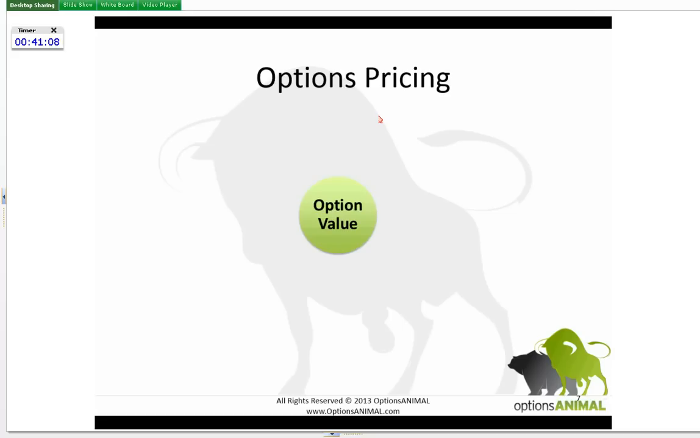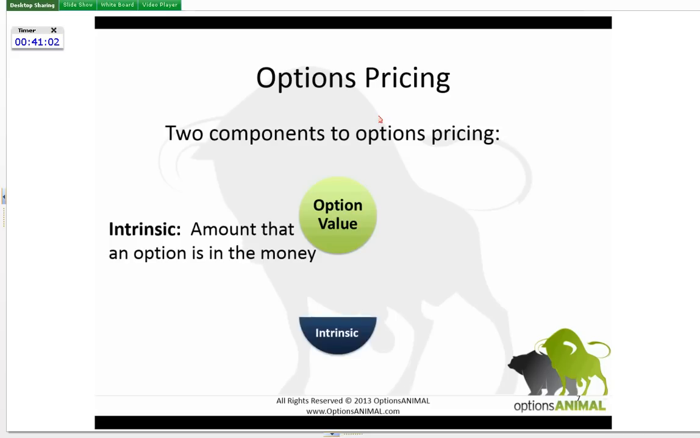So when we look at option pricing, there's really two components to the option pricing. You get the price of the option, and part of it is the intrinsic value.